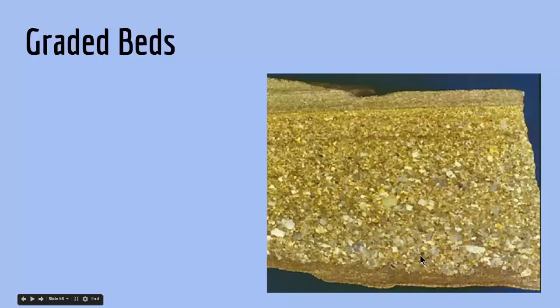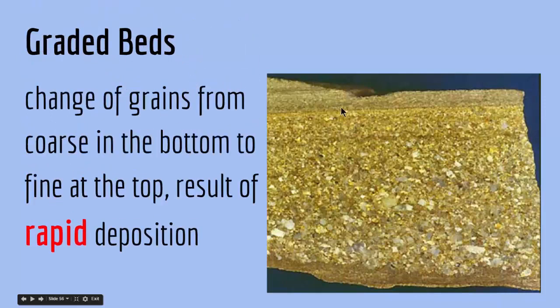A different kind of sedimentary structure that we have is called graded beds. Graded beds, as you can see in the picture, are, just from the name, beds that are graded. So what does that mean? Well, in the bed you have change of grains from coarse in the bottom to fine at the top, and we get graded beds as a result of rapid deposition. So from the definition you can see we have very big or coarse grain at the bottom of this bed, but as we move up, we get finer and finer material. So that's why it's called graded bed.